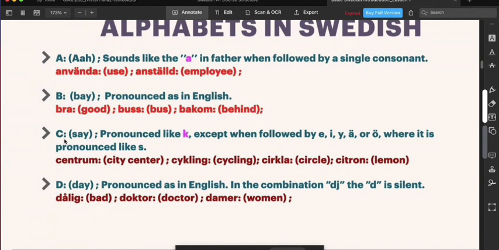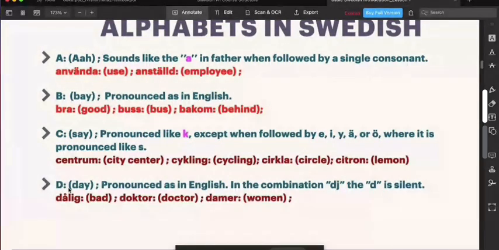And the next is C. C can also be pronounced as a K, but we just focus here with the S sound only right now. Centrum is city center, cykling is cycling, cirkel, that means circle, and citron, lemon.